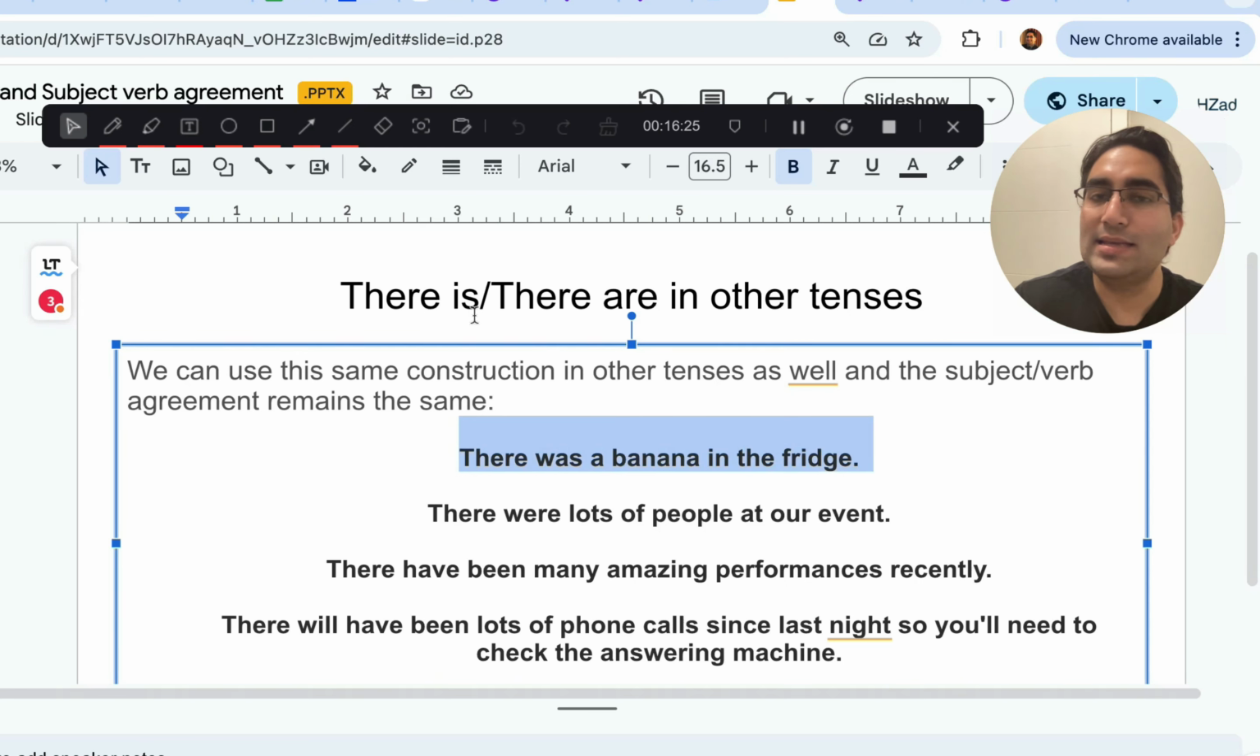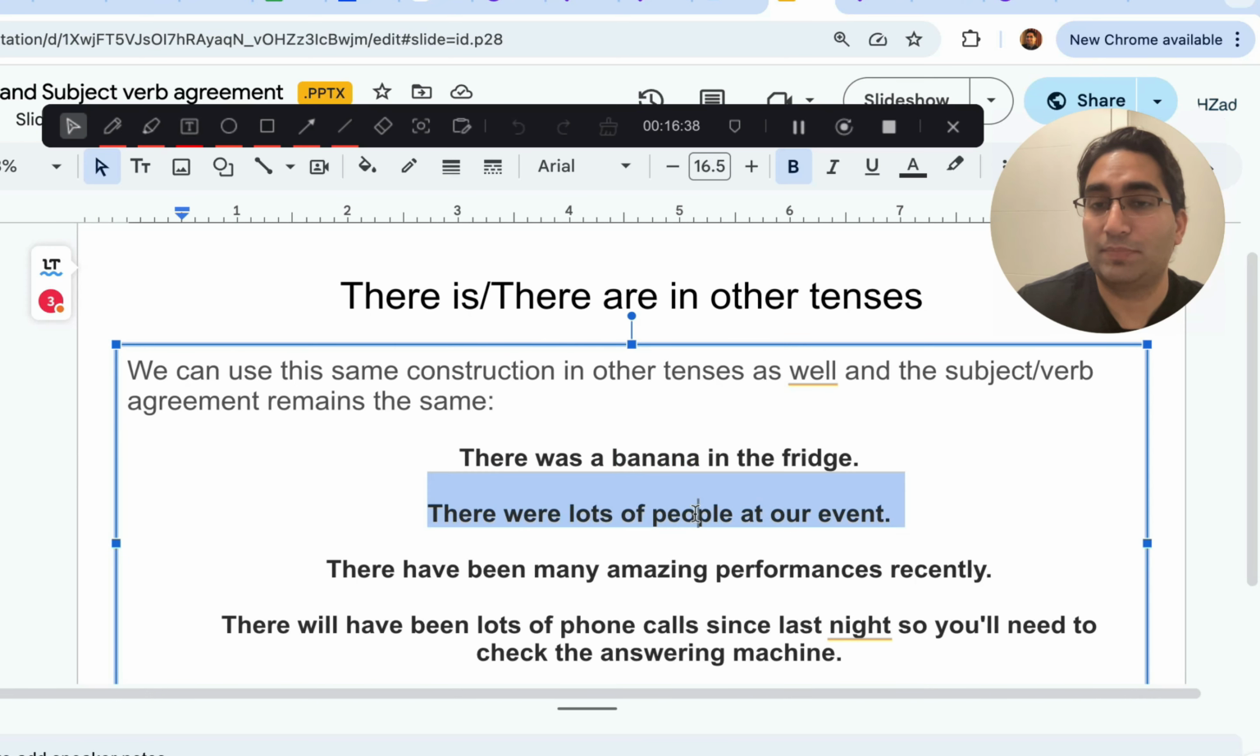Then the is becomes was. There was a banana in the fridge. That is for singular, right? Because we are talking about one banana. What about multiple people? For example, people is plural. So there are should be used in the present tense, but here, since we're going in the past, we're saying there were lots of people. Make sense? Good.